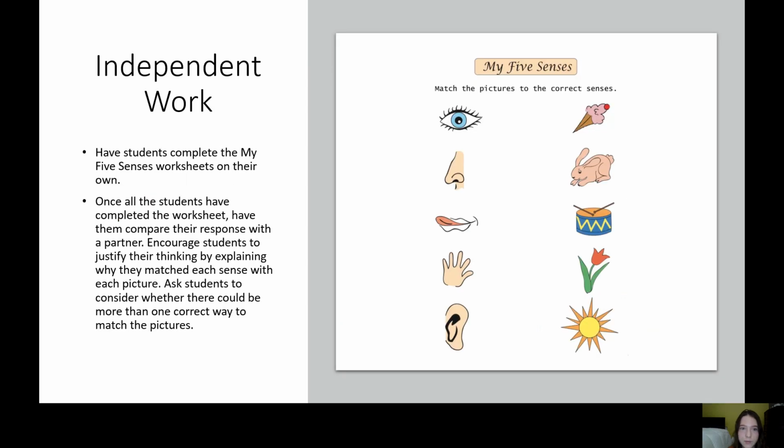So independent work. Have students complete the My Five Senses worksheet on their own. Once all the students have completed the worksheet, have them compare their response with a partner. Encourage students to justify their thinking by explaining why they match each sense with each picture. Ask students to consider whether there could be more than one correct way to match the pictures. And on the side again, I included the worksheet.